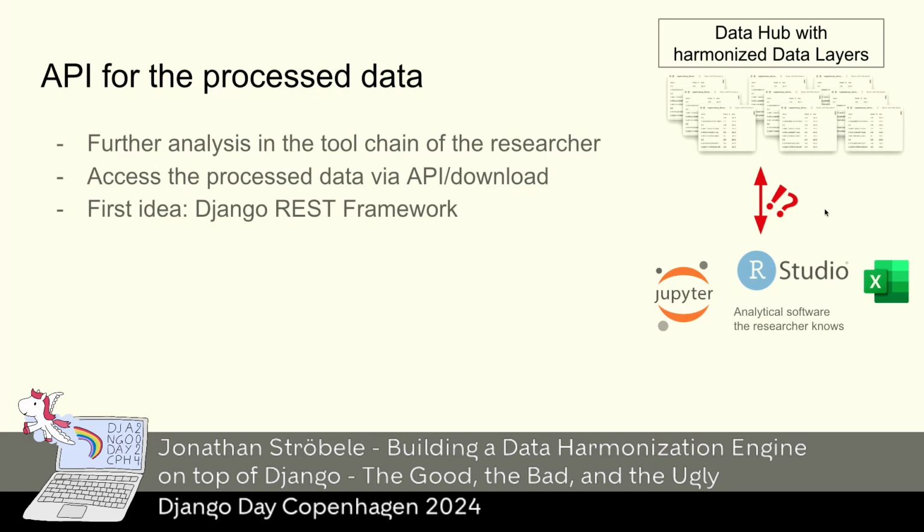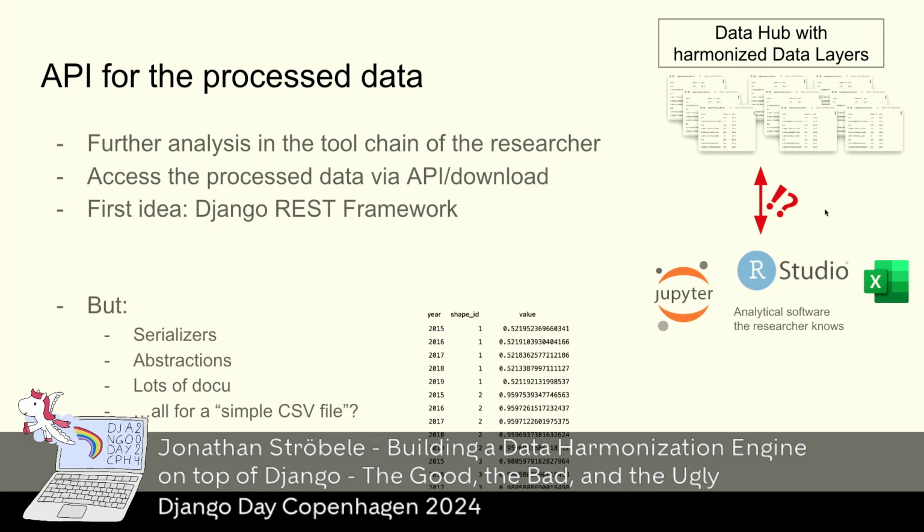And so, Django plus API: the first Google result was, of course, Django REST framework. And I looked at it, and I was like, okay, wait a second. I need serializers, I have abstractions, I have lots of docs to read and grasp, and actually all I want to do is provide my user more or less with a simple CSV file he can use, because I don't have any write operations going. I just need read operations.